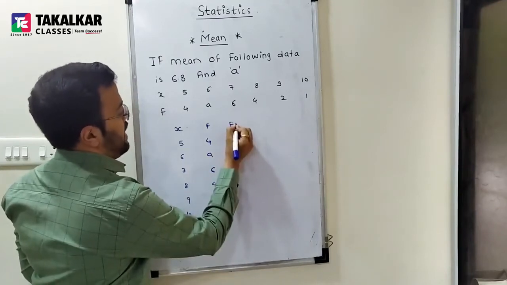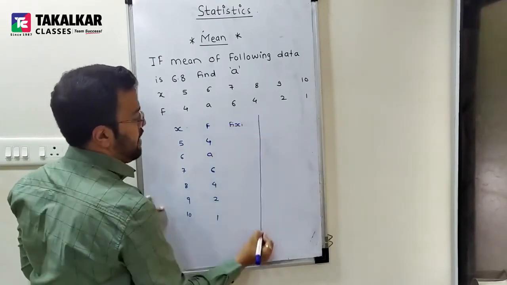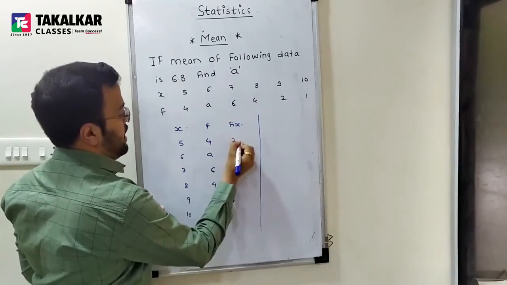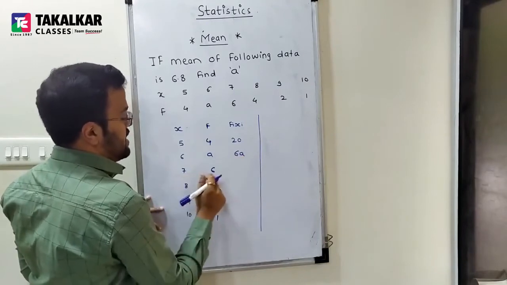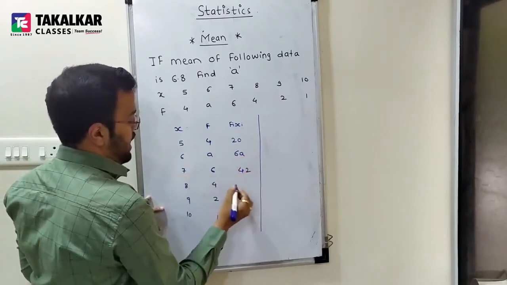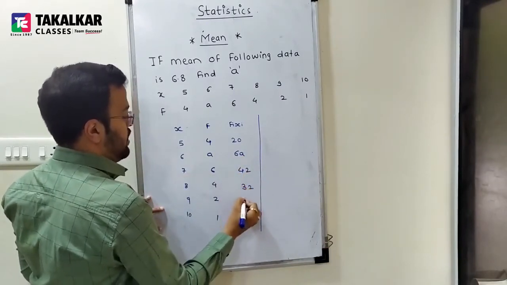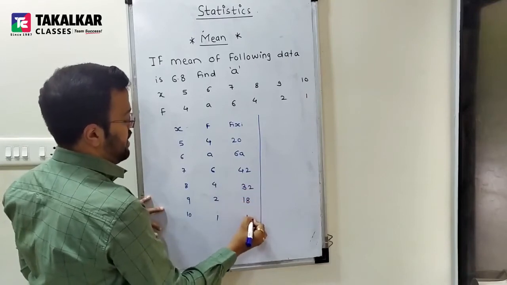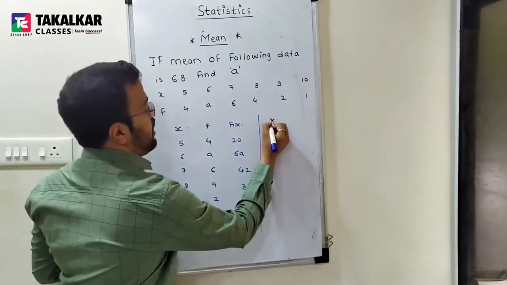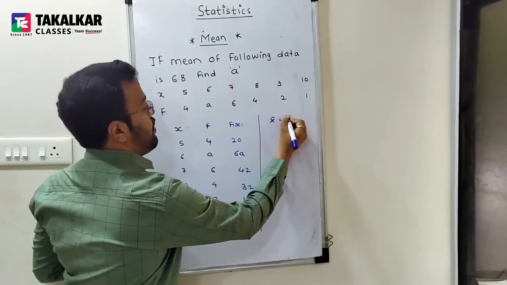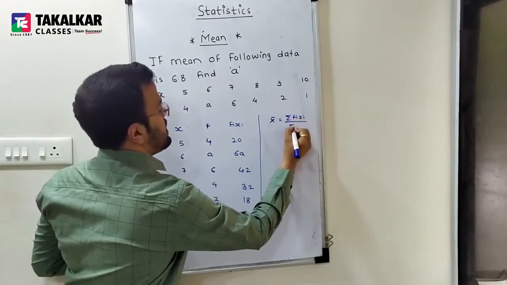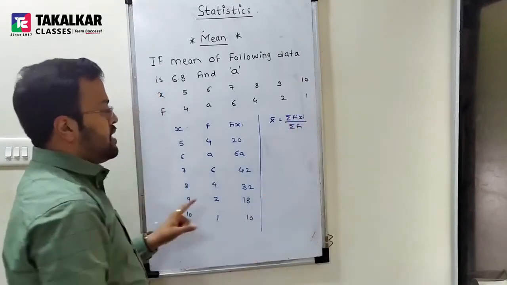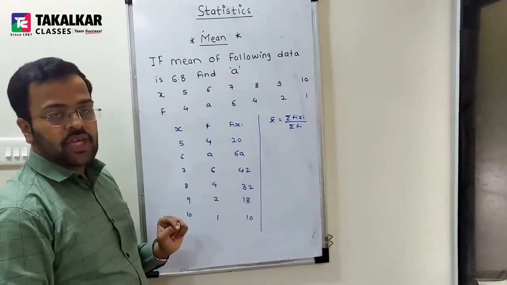Next column is my Fi, Xi. So, 5 4s are 20. 6 into A will give me 6A. 7 6s are 42. 8 4s are 32. 9 2s are 18. 10 1s are 10. Now, if I know the formula for X bar. What is the formula for X bar? Summation Fi Xi upon summation Fi.